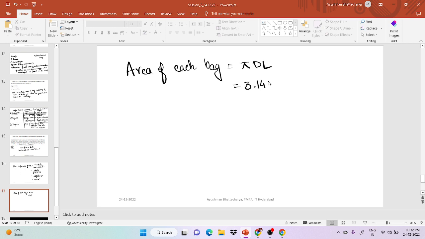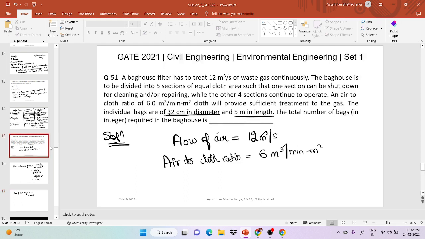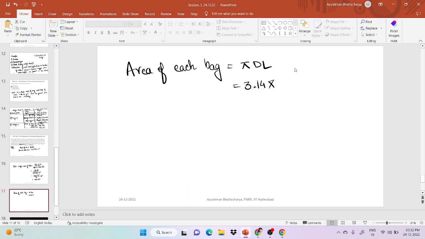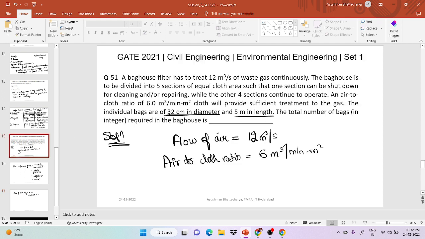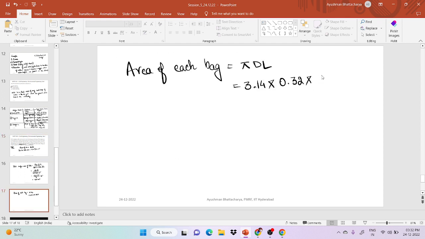So 3.14 into diameter, they have mentioned as 32 centimeter, for meter 0.32, and for length it is 5 meter. So 3.14 into 0.32 into 5, you will get 5.024 meter square. Okay. So this is the area of each bag.